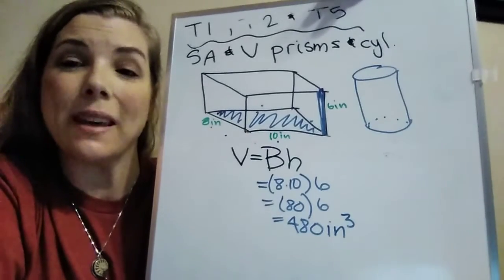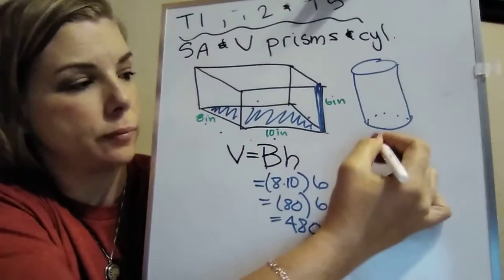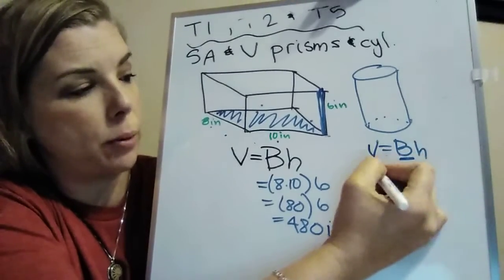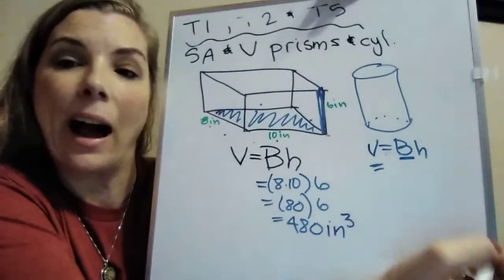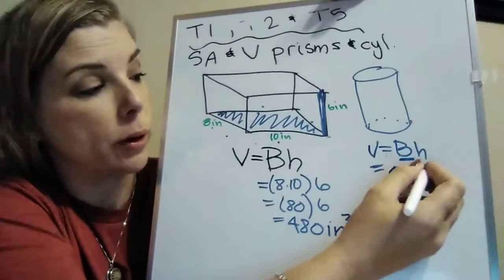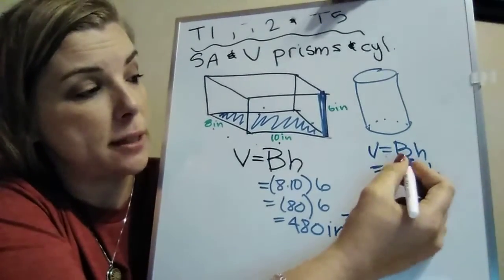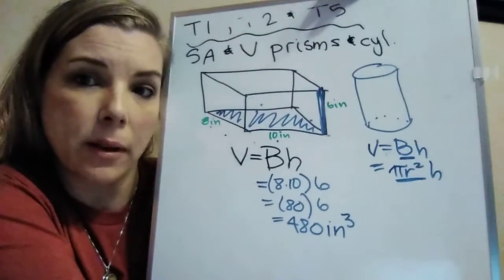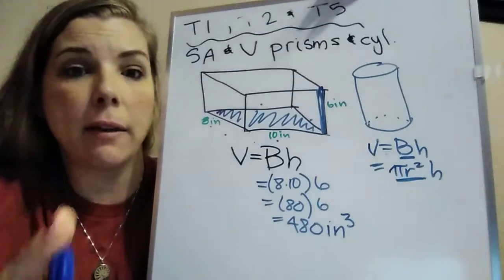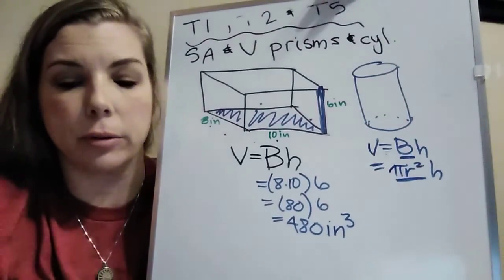Now in a cylinder, it'd be the exact same formula. Area of your base shape times height. But your base shape, because it is a circle, how do you find the area of a circle? Pi r squared, still times height. So this piece and this piece, those are the same. It only looks different because it's a circle. Okay, and then you just keep plugging everything in and you go about it.